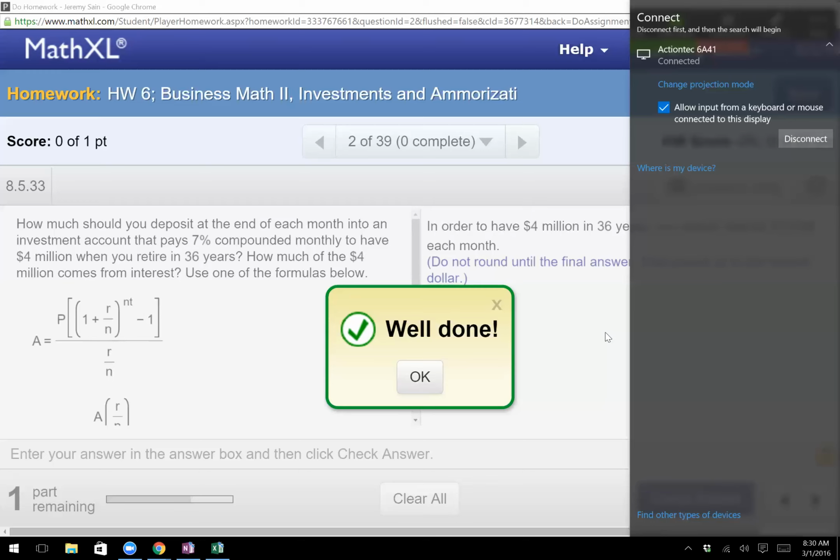So let's do another one. Okay. The value of an annuity is all the deposits plus all the interest paid. Okay, that was silly. All right, I was wanting to do more problems, but okay.